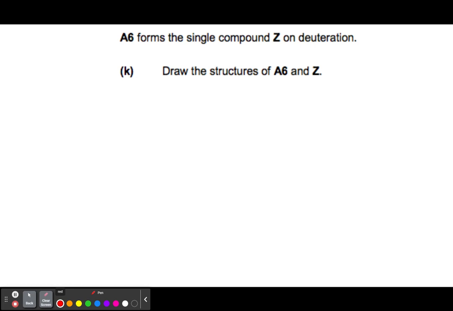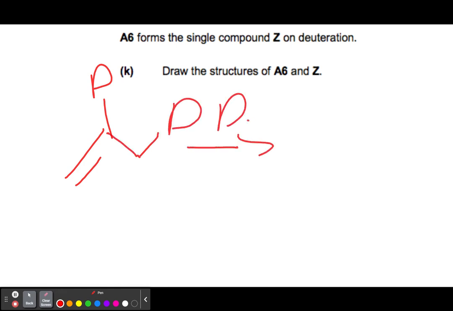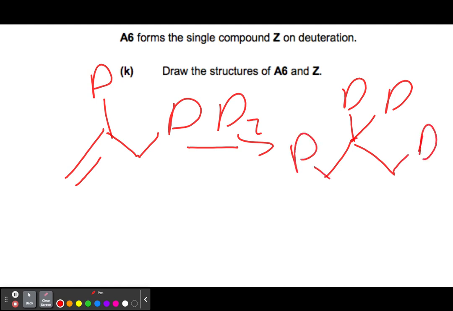But so if we know A6 now, we just need to add 2 deuteriums to it. So I basically just did it. You get D, D, D, D. Now you could also draw this D coming down here. You cannot draw both at the same time, but if you drew it up there or down here, it's equivalent. So this is Z, and this is A6.